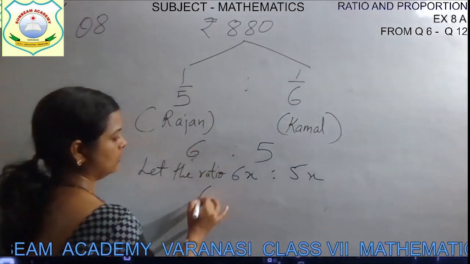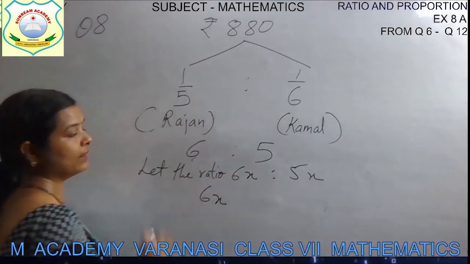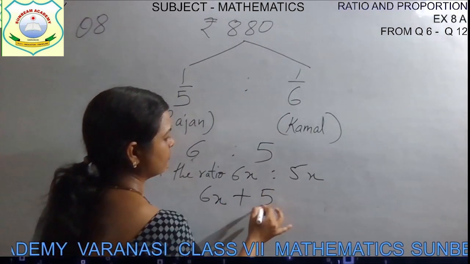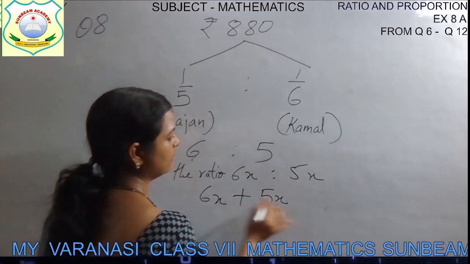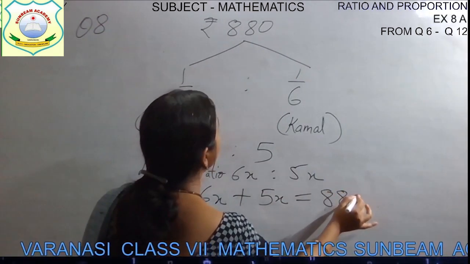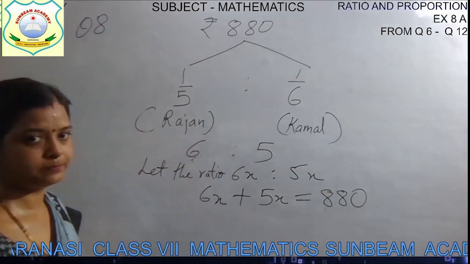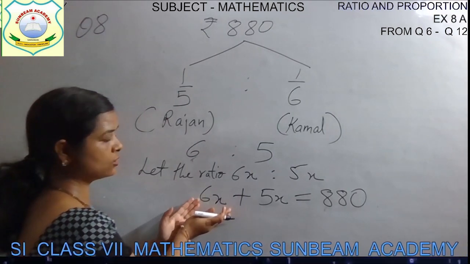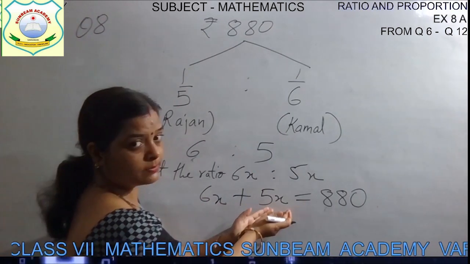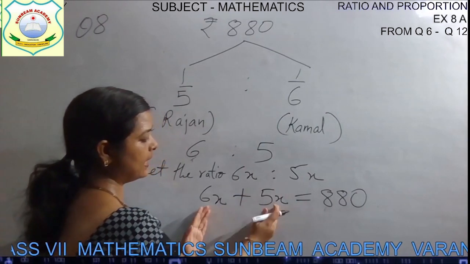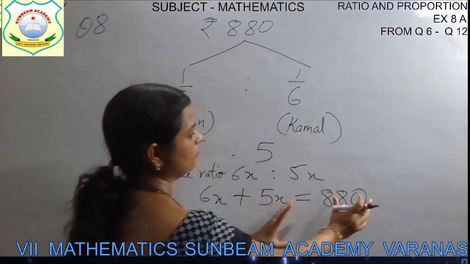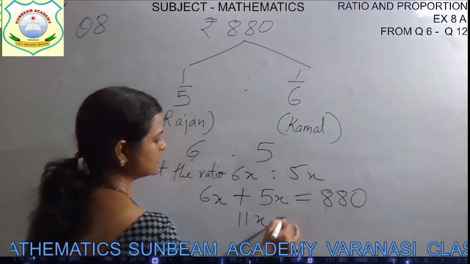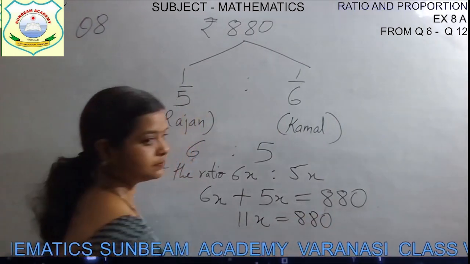Now, if you will add both, because we have to divide it. If it is 6x, the next one is 5x. If you will add both of them, both will get how much? Total rupees will be 880. Some of the rupees belongs to Rajan in this ratio. Some of the rupees belongs to Kamal in this ratio. When you will add both the rupees which you have divided, you will get 880. Clear? Now it is how much? 11x is equal to 880.